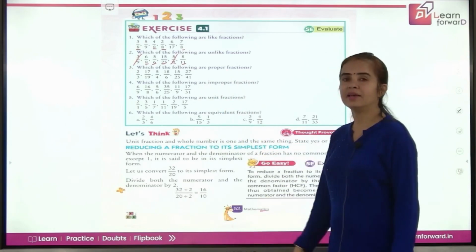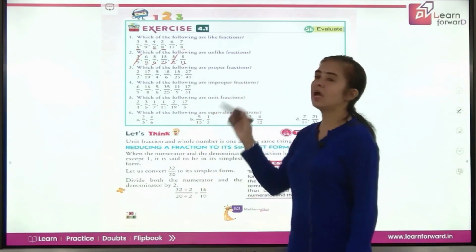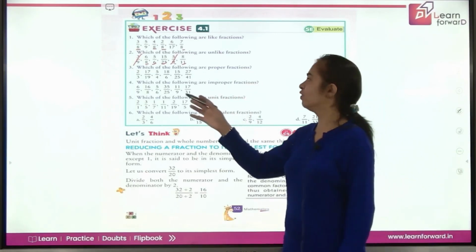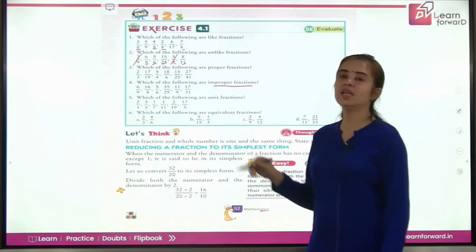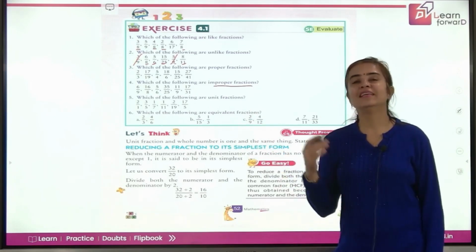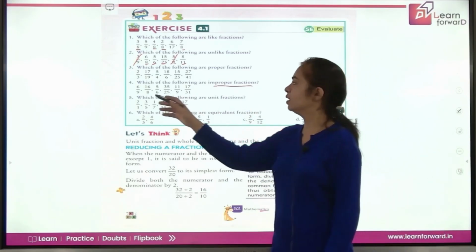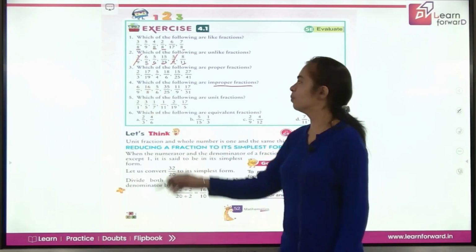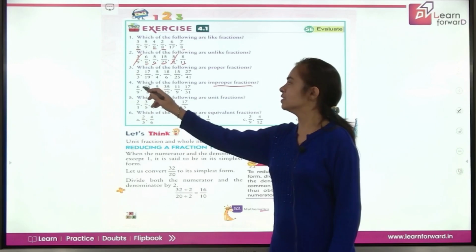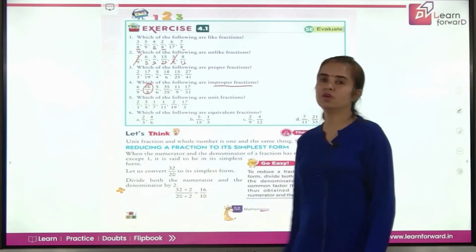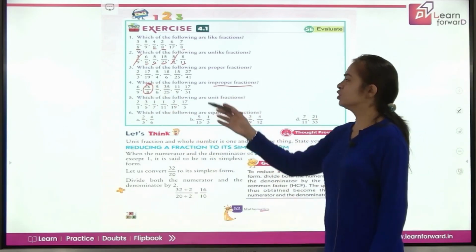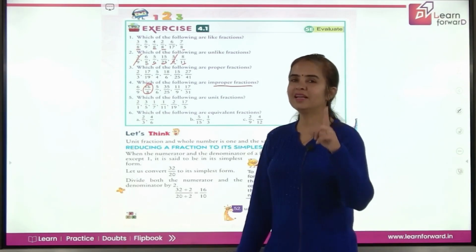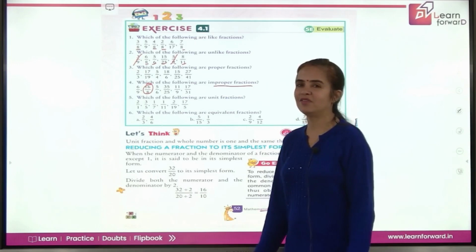Remaining are unlike fractions. Which of the following are proper fractions? Numerator smaller than denominator, you will find yourself. And which of the following are improper fractions? Yes, the numerator has to be bigger. So, what do you say? Is 6 by 9? No, it is proper. This one? Yes, this is improper. So, like this you will be finding out. Next is, which of the following are unit fractions? What are unit fractions? The numerator is 1. So, I am sure you can identify them yourselves.